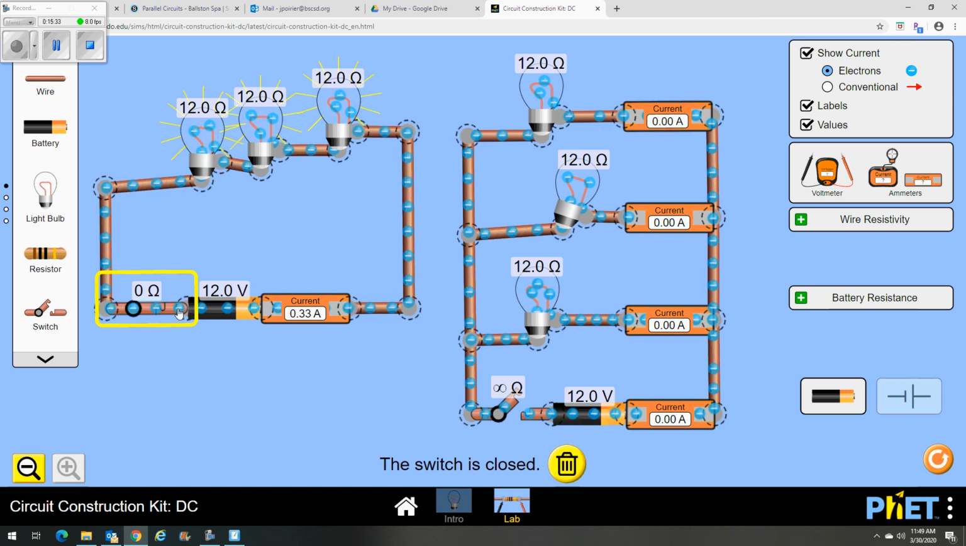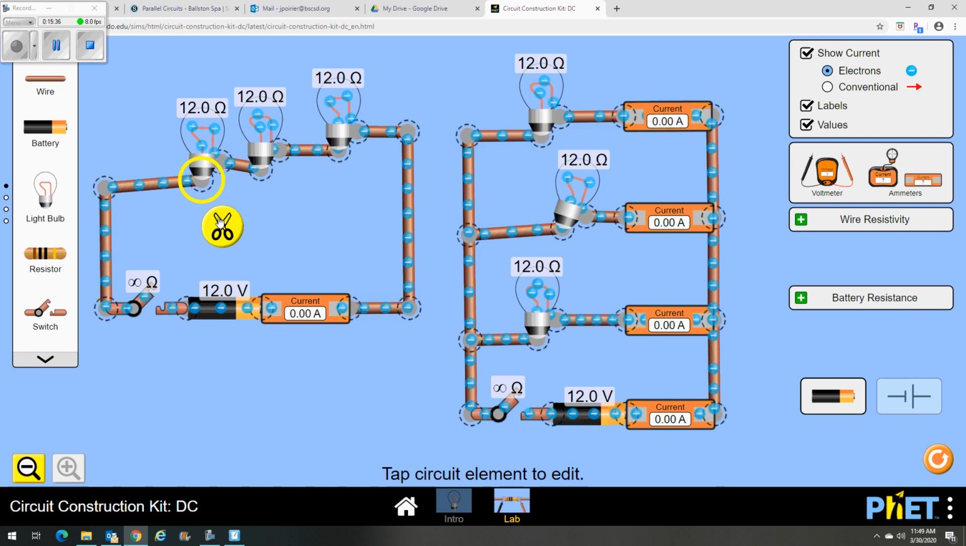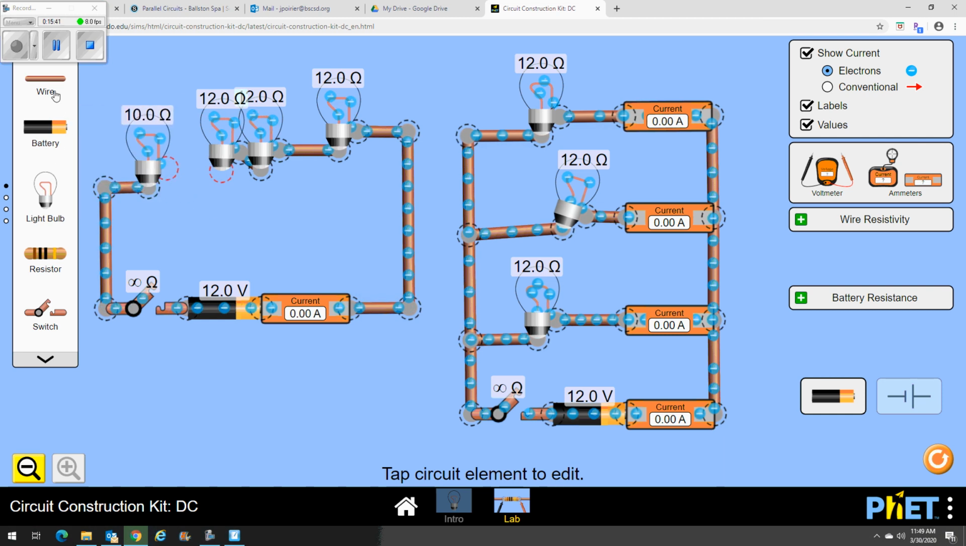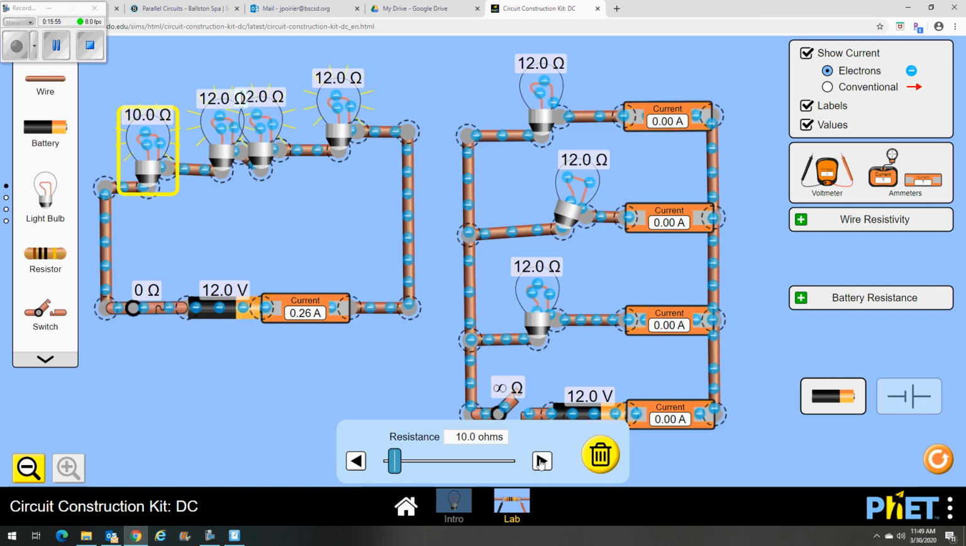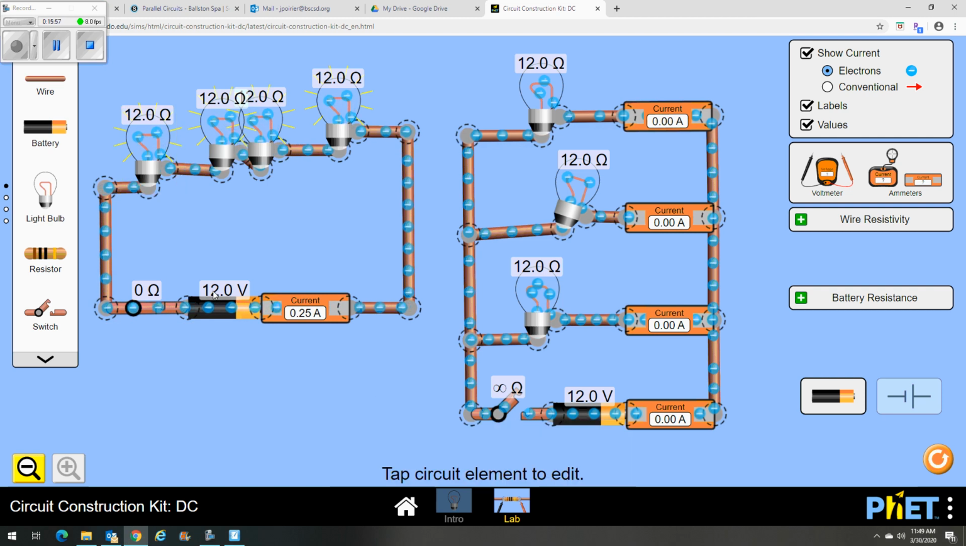What happens if we put another bulb in? Well, I'm going to break the circuit. I'm going to insert another bulb, and we'll put a wire in. And let's get the current flowing again. Notice it's not a 12-ohm bulb, but I can easily make it a 12-ohm bulb. Notice the current went from the third of an amp that it was before to a quarter of an amp. So when we added a resistor in series, resistance went up and current went down.